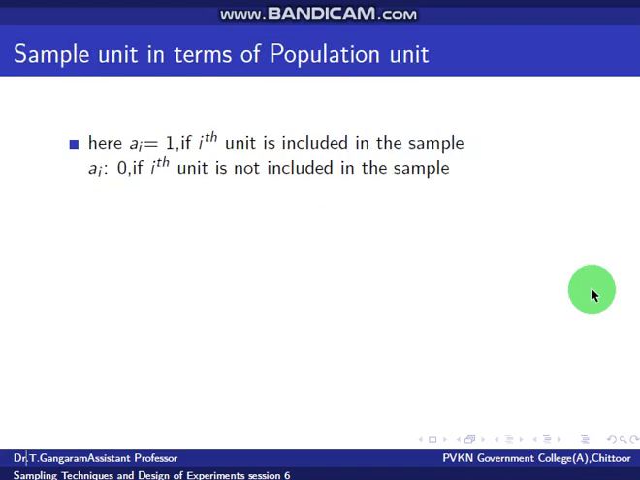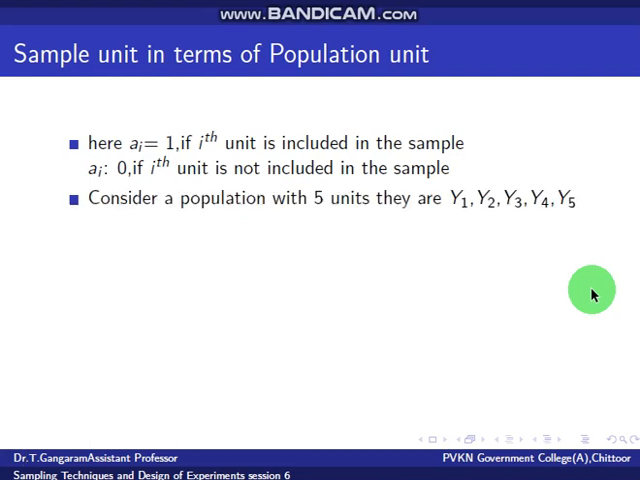Here, this ai is the random variable defined as: ai is equal to 1 if the ith unit is included in the sample, and ai is equal to 0 if the ith unit is not included in the sample. If ai is equal to 1, it is selected into the sample. If it is equal to 0, it is not selected. Let us look at this through notations. Consider a population with 5 units, Y1, Y2, Y3, Y4 and Y5.